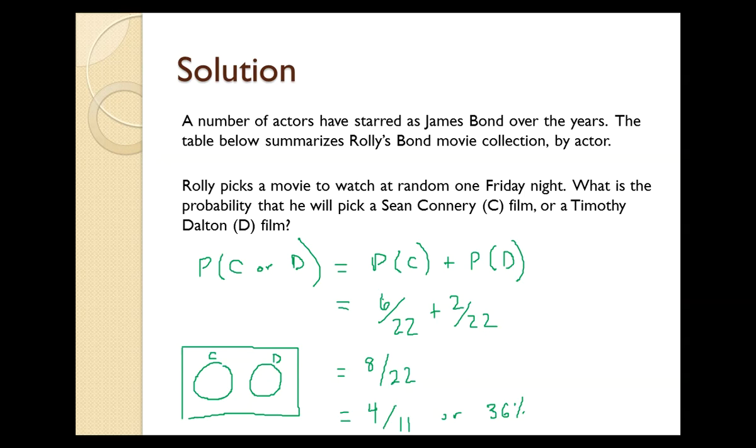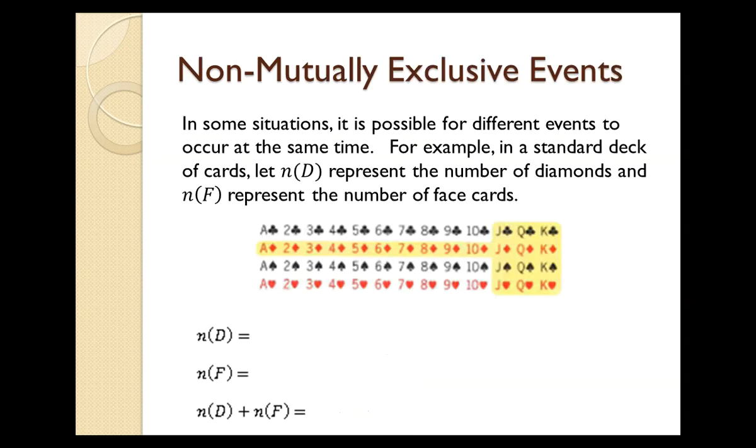All right, so we've done a lot of mutually exclusive event problems where there's no overlap, so we just add probabilities, very straightforward. In other situations, like the one we looked at earlier, it is possible for different events to happen at the same time. So like our diamonds and face cards example. Here I'm going to let n of D represent the number of diamonds, and n of F represent the number of face cards. If you check this out, you've got 13 cards that are diamonds. The number of face cards is 12. And if you add those up, you get 25.